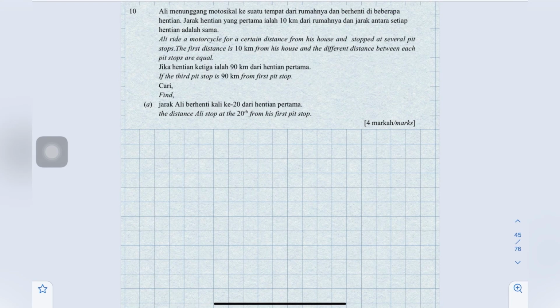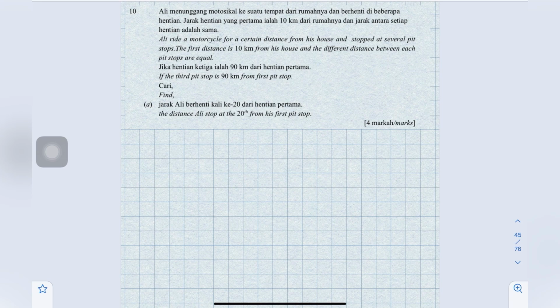10. Ali rides a motorcycle for a certain distance from his house and stops at several pit stops. The first distance is 10 km from his house and the distances between each pit stop are equal. If the third pit stop is 90 km from the first pit stop, find A, the distance Ali stopped at the 20th pit stop from his first pit stop.